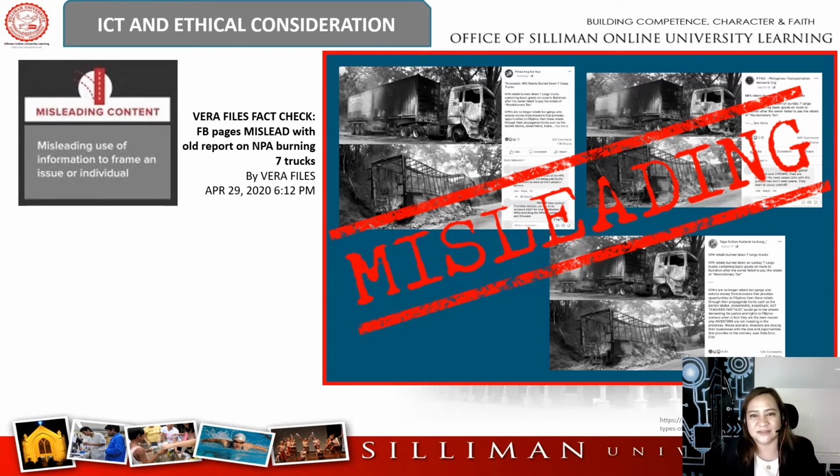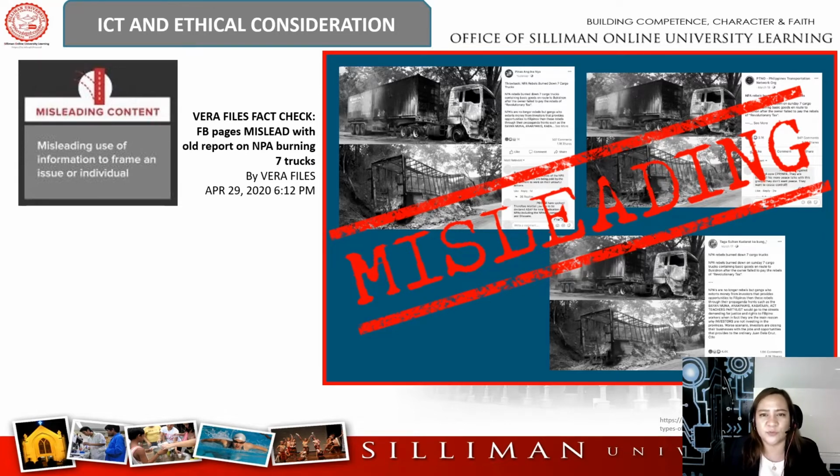Misleading content is used to frame an issue or individual. Let's take this post as an example. This post is from the year 2020. It came out shortly after President Rodrigo Duterte said the armed communist group has been taking food supplies and other aid intended for the local communities affected by the COVID-19 pandemic.